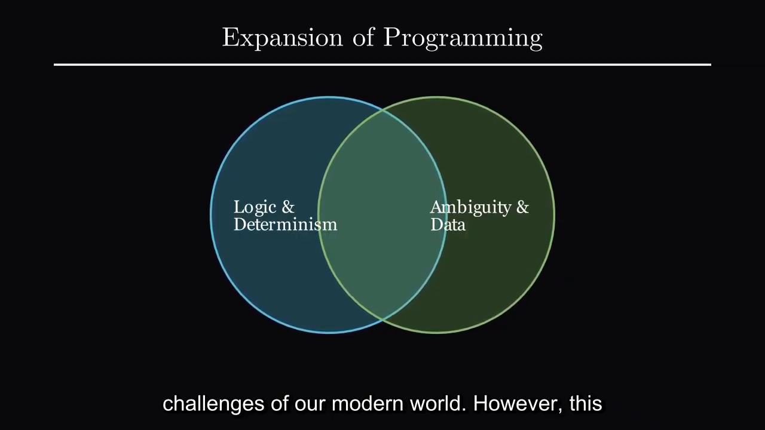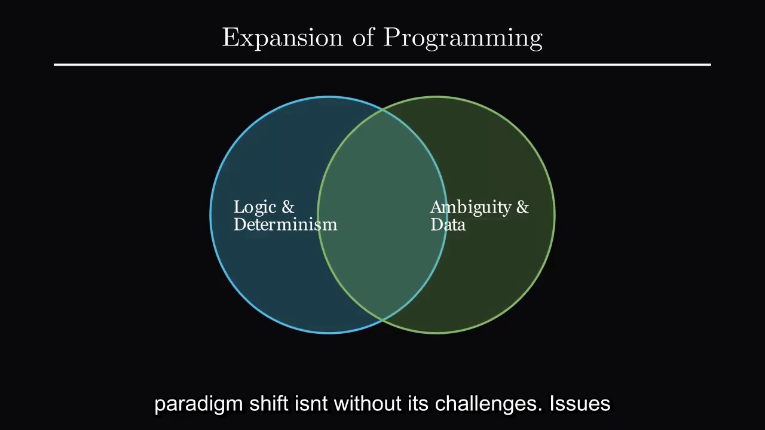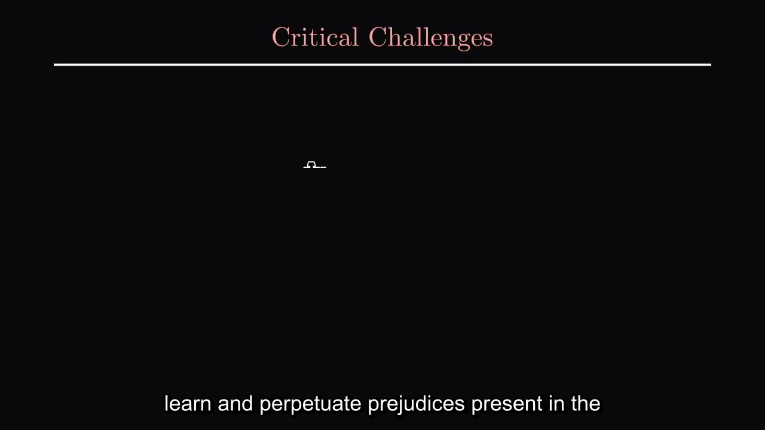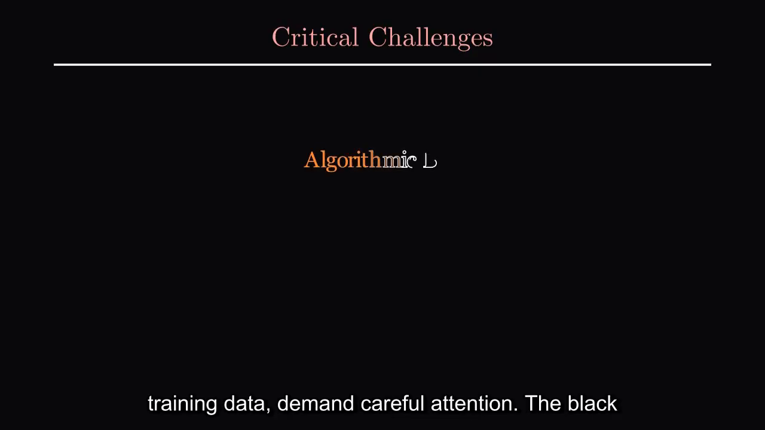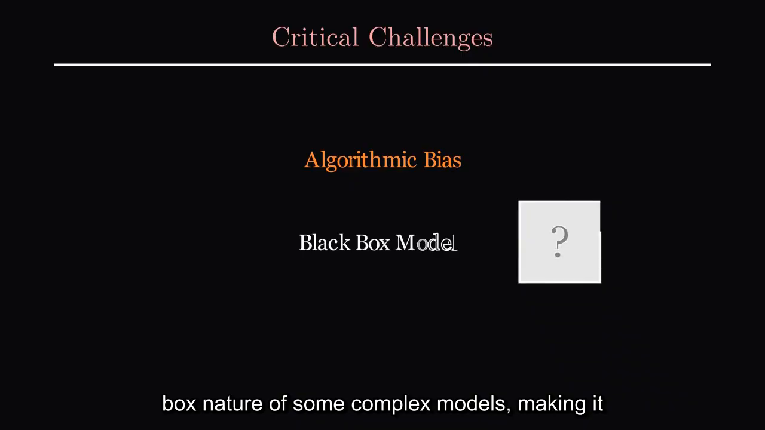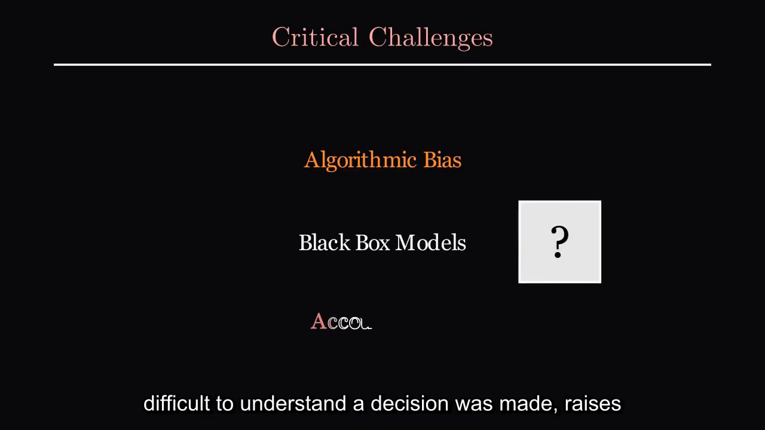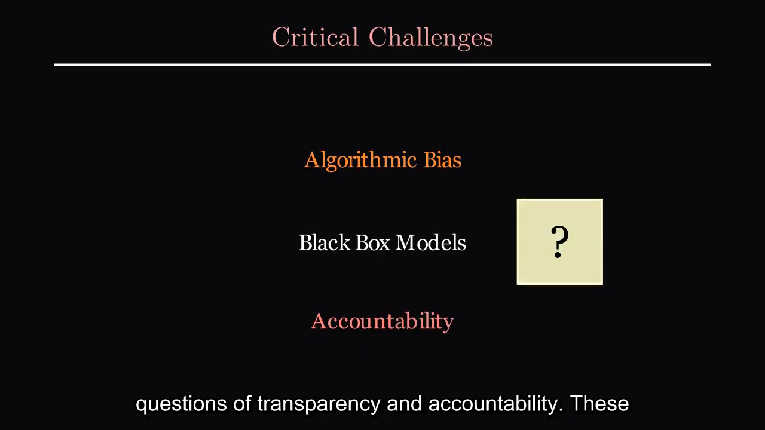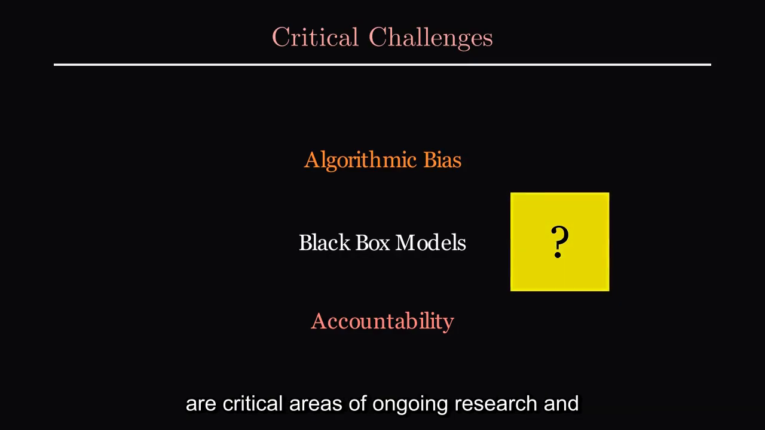However, this paradigm shift isn't without its challenges. Issues like algorithmic bias, where models inadvertently learn and perpetuate prejudices present in the training data, demand careful attention. The black box nature of some complex models, making it difficult to understand why a decision was made, raises questions of transparency and accountability. These are critical areas of ongoing research and development.